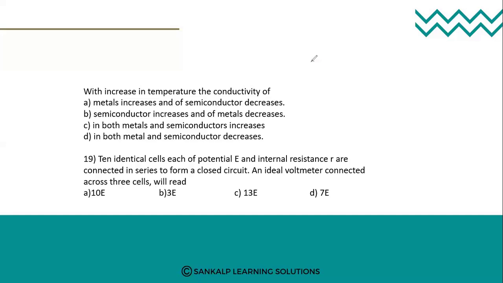10 identical cells, each of potential E and internal resistance R, are connected in series, forming a closed circuit. What is the voltmeter reading? One second, I'll complete this and then check with the previous one. This is how to do it, students.